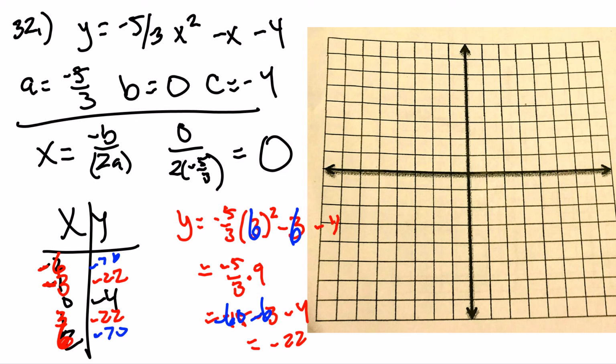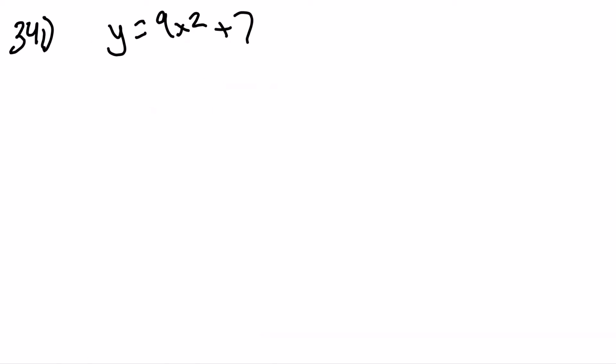So I'm going to go by 10s. So there's negative 10, negative 20, negative 30, negative 40, negative 50, negative 60, negative 70. And I have 0, negative 4, there's that right there. 3, negative 22. Negative 3, negative 22. Then 6, negative 70. And negative 6, negative 70. And that's it for 32.